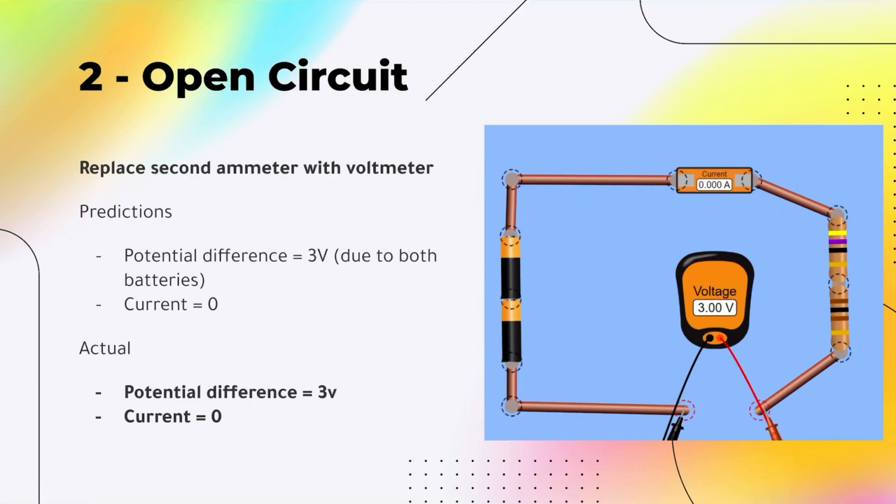Next, we take the same circuit but replace the second ammeter with a voltmeter. We predicted that the potential difference is 3 volts and that the current is 0. This is because voltmeters have high internal resistances, so current flow essentially stops, and it is also an open circuit. The actual results match our predicted results.